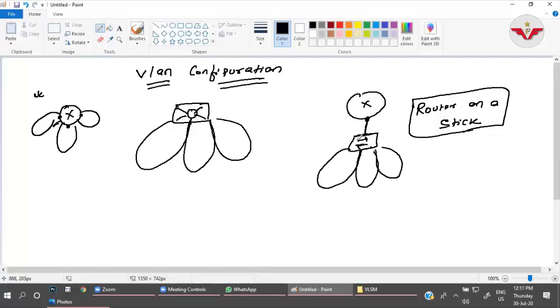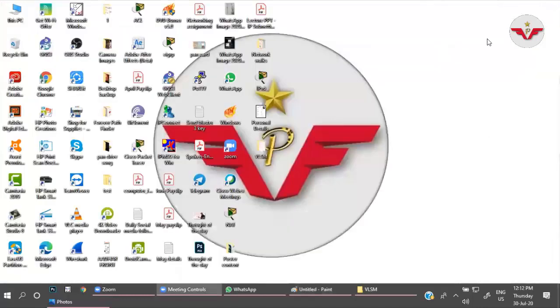But before I proceed further, in all these three configurations of VLAN, I just want to discuss some basic things so that we can understand what exactly is happening here. Now let me launch Packet Tracer.